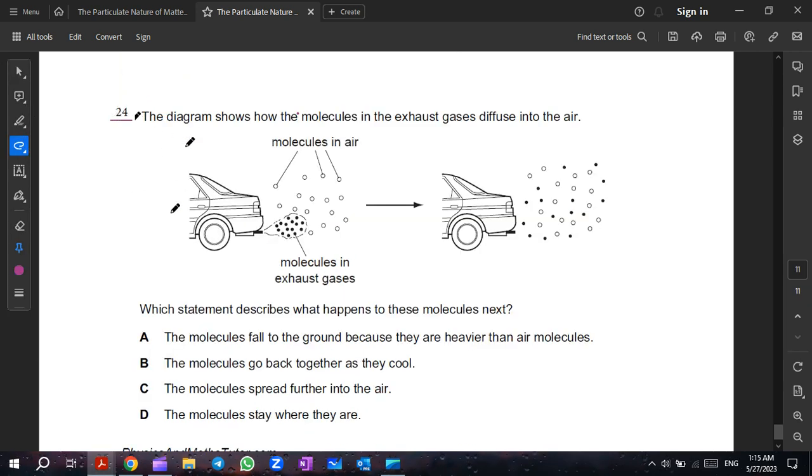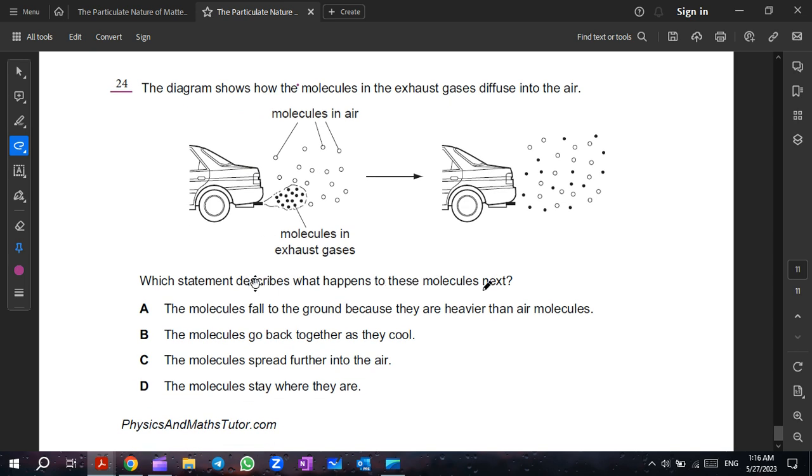Question 24, last but not the least. The diagram shows how the molecules in the exhaust gas diffuse into the air. Which statement describes what happens to these molecules next? The molecules fall to the ground because they are heavier than gas molecules? No, this is not true. They diffuse in an upward movement. No, they diffuse upwards, not downwards, and then rest there. The molecules go back together as they cool. They don't go back together after they cool. The molecules spread further into the air. This makes sense. The molecules stay where they are. No, they don't stay where they are. They are diffusing outwards. So I think it should be C.